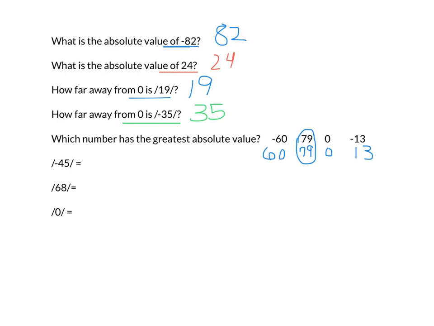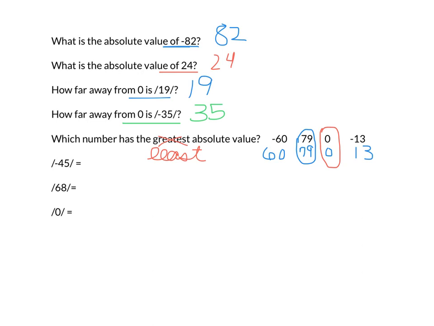What if I change this to be which number has the least absolute value? Let's see. So the least right here would have to be 0. That's the least absolute value, because 0 is 0 away from itself. And I hope you've noticed that and remember that absolute value is always positive because it's showing distance, and distance is either 0 or positive.